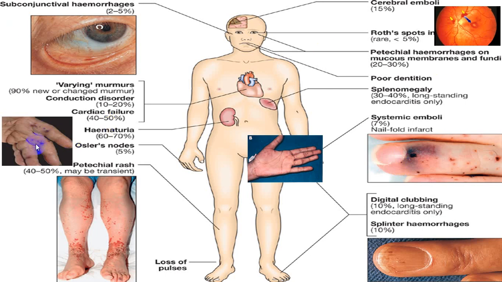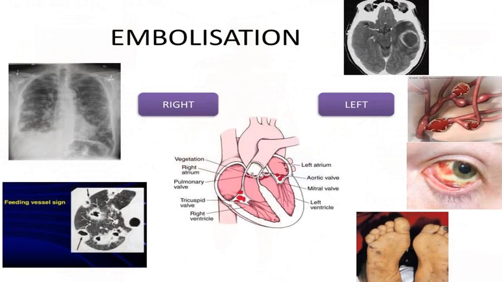These are Janeway's nodes. These are petechial hemorrhages. These are splinter hemorrhages. This is what we call Janeway's nodes. Petechial hemorrhage. This is Roth spot. This is Janeway's node. This is conjunctival hemorrhage. These are all the different findings you can see. We've got a lot of diagrams.